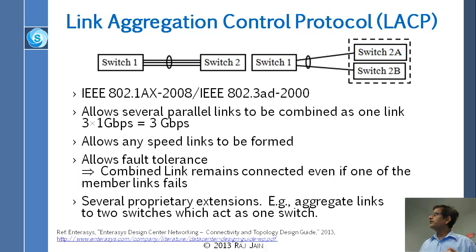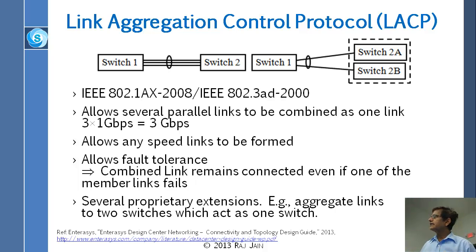And so basically you can take 3 1 gigabit links and make them as one 3 gigabit link. You can form any link speed, and the advantage of doing this is that it allows some fault tolerance. If one of the ports went bad or one of the links got cut, you still have the rest working. And obviously you have this capacity increase. If you need 3 gigabit or 100 gigabit, sometimes it's not possible to get that speed in one link anyway. So you do multiple links.